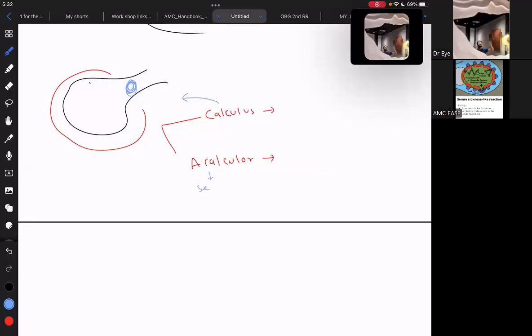This is seen in septic patients, those who are ill, those who have a recent history of burns and all. In short, those patients who are very sick can have this acalculous cholecystitis.